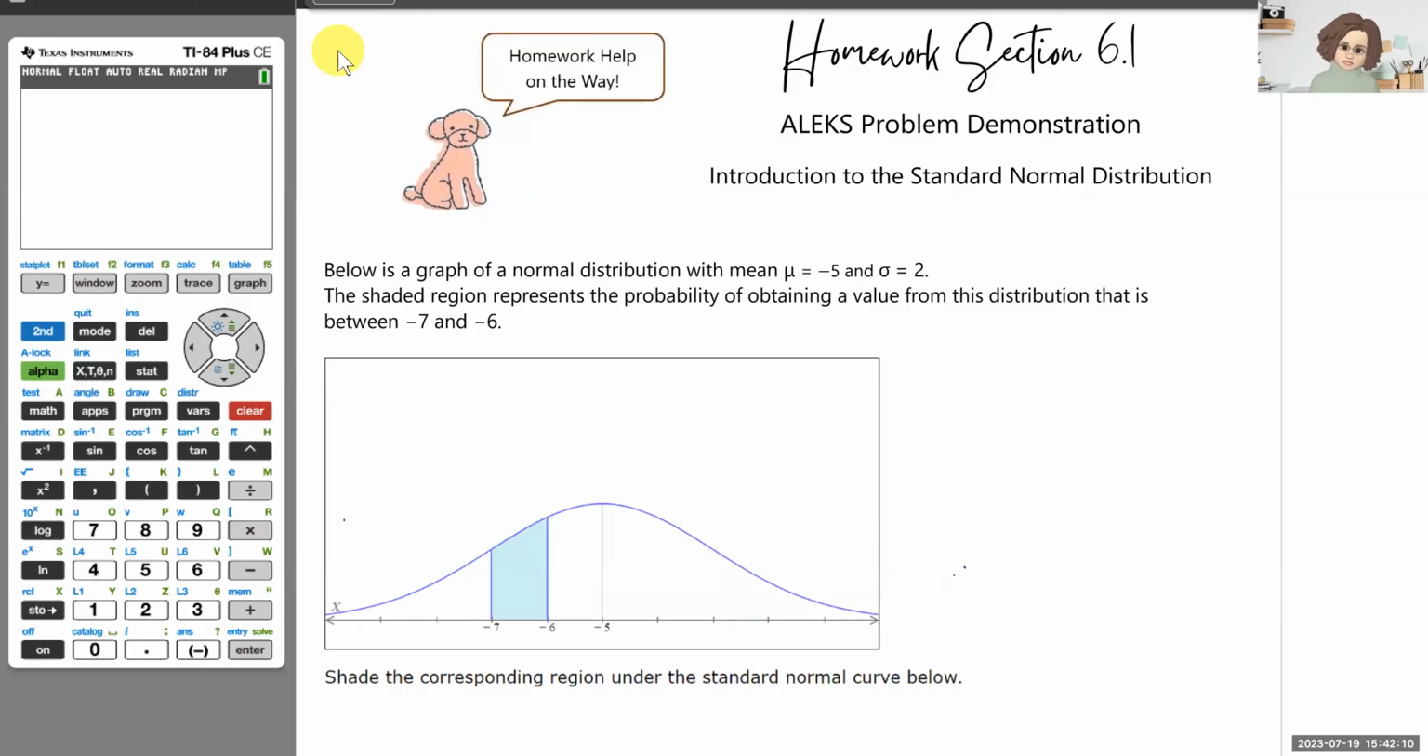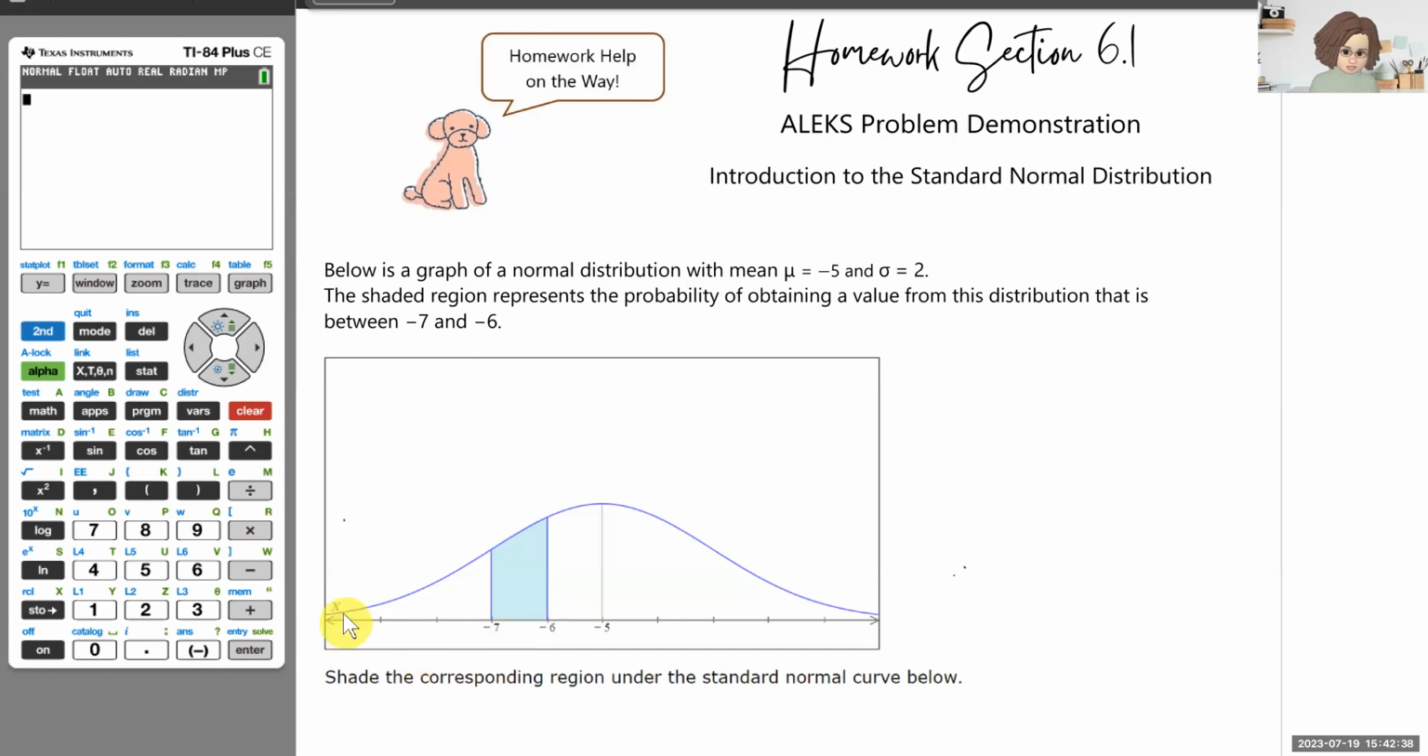Welcome. I wanted to step through a homework problem to help you out as we have now introduced the standard normal distribution. So here's our problem. Below is a graph of a normal distribution with a mean mu of -5 and a standard deviation of 2. The shaded region represents the probability of obtaining a value from the distribution that is between -7 and -6.